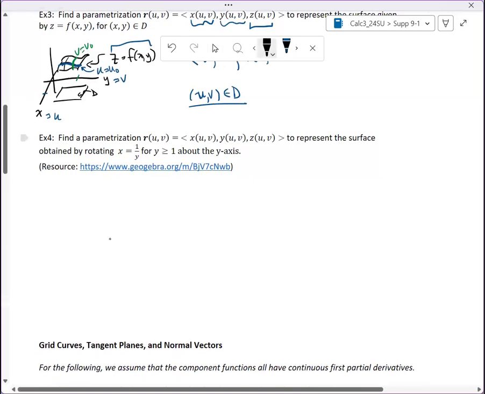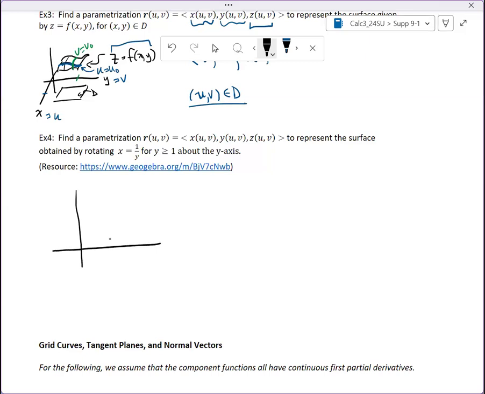In example 4, find a parameterization r equals xyz of uv to represent the surface obtained by rotating x equals 1 over y for y bigger than or equal to 1 about the y-axis. Okay, let's get a picture of this first. All right, so x equals 1 over y. So y we can treat like an independent variable here. Here's y equals 1. And then x equals 1 over y is going to look kind of like that.